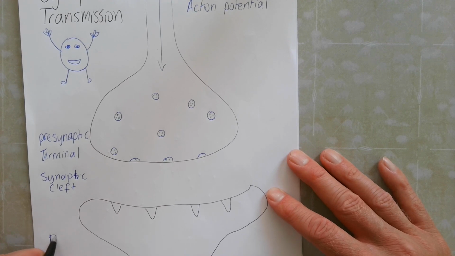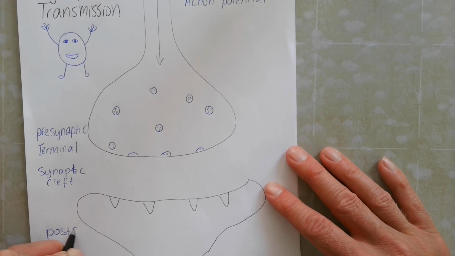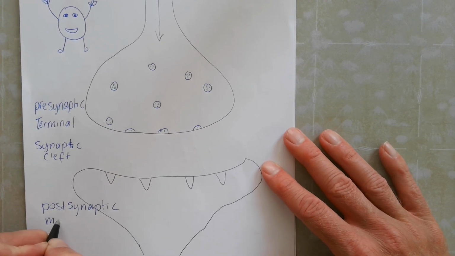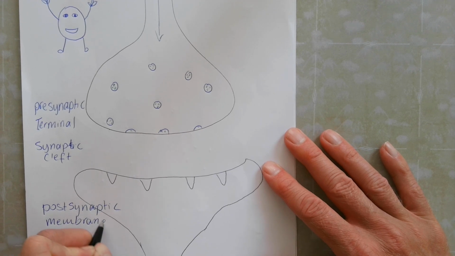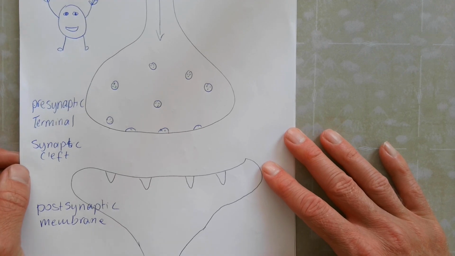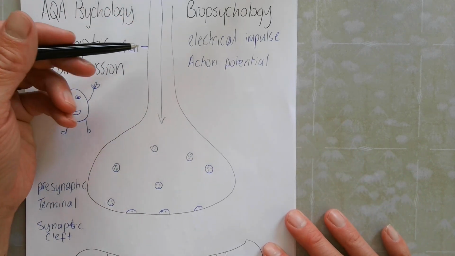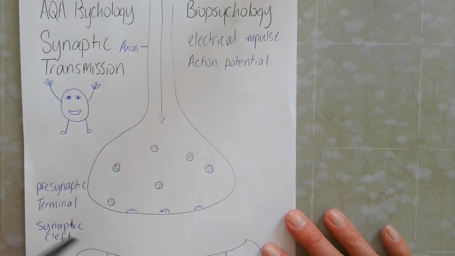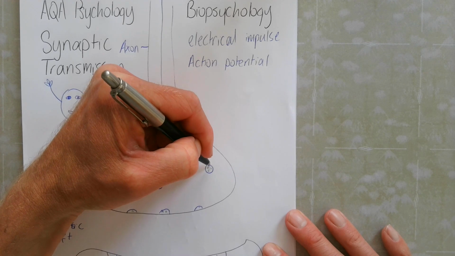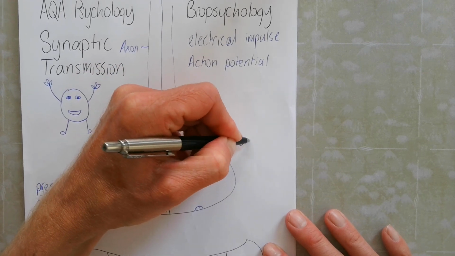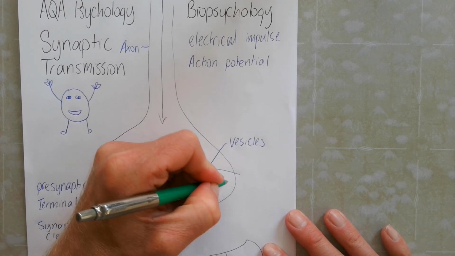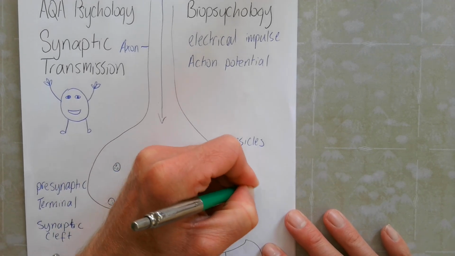At the other end, we have the post. So the postsynaptic. In this case, we're going to say membrane. And if you had membrane in the first bit, that would be okay, but we're going to go with presynaptic terminal. Okay, so an action potential sends along the axon and gets to the presynaptic terminal, where there are these little packages of chemicals. So the packages themselves are called the vesicles, and inside we have neurotransmitter.